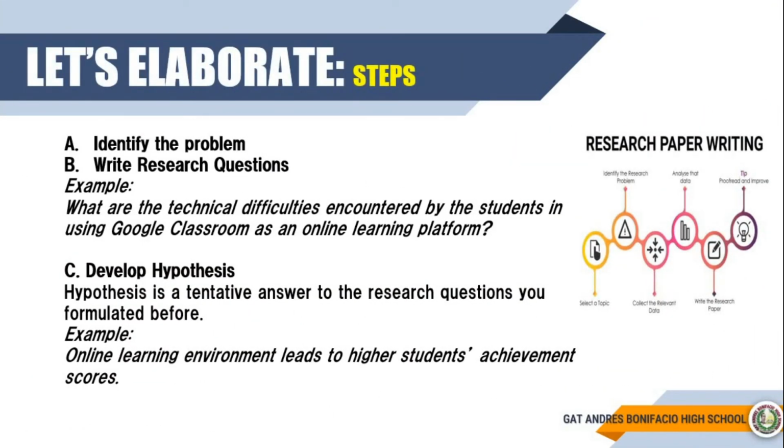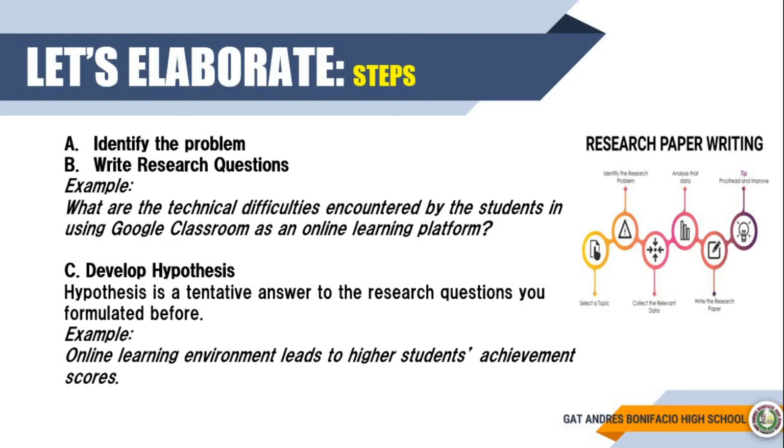Let's elaborate still more. We have here the steps. Of course, in order for you to come up with the research paper writing, you have to identify the problem, as it was discussed already. You have to write your research questions. Your research questions are different from your interview or your survey questions. The research questions would help you to have the proper procedure and a systematic way of giving you the results.